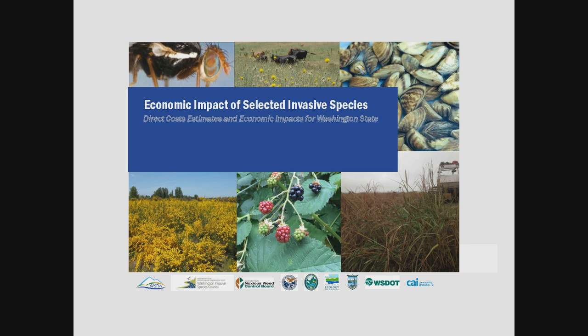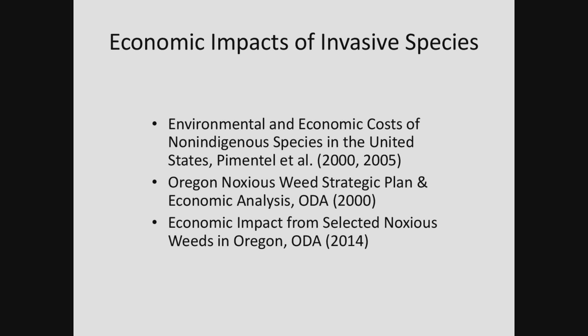Okay, something else we've done with the data is use it for developing an economic impact of selected invasive species for Washington. And we did this back in 2016. And this was sort of a follow-up to a lot of work that's been done in Oregon. Oregon did a study in 2000, and then they updated it in 2014. And a constituent of ours in Washington saw that and said, "Why don't we have that for Washington?" And they got hold of the right folks, and we decided we would do an economic impact.